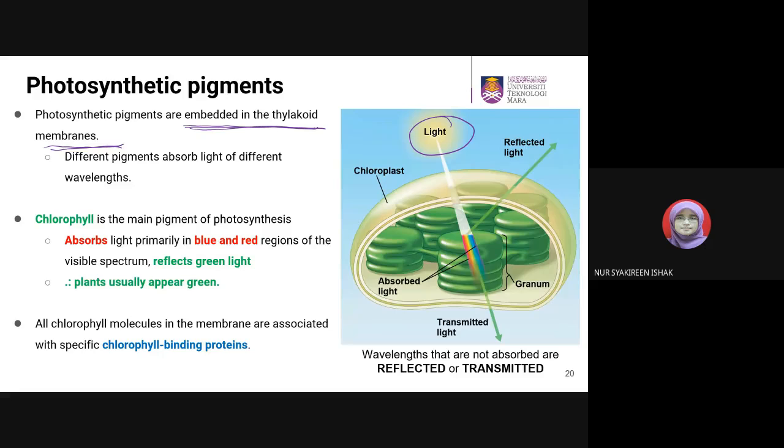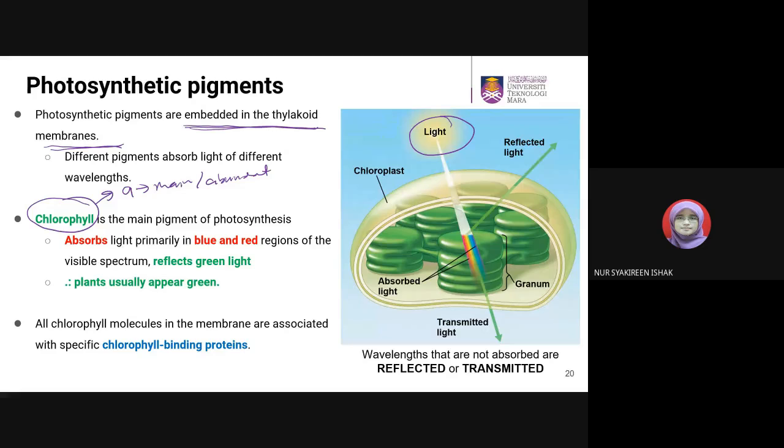Okay, so different pigments absorb light of different wavelength. Okay, so kita ada the most abundant photosynthetic pigments is chlorophyll. Okay, so the most abundant is chlorophyll A, or the main photosynthetic pigment, the most abundant, is chlorophyll A.